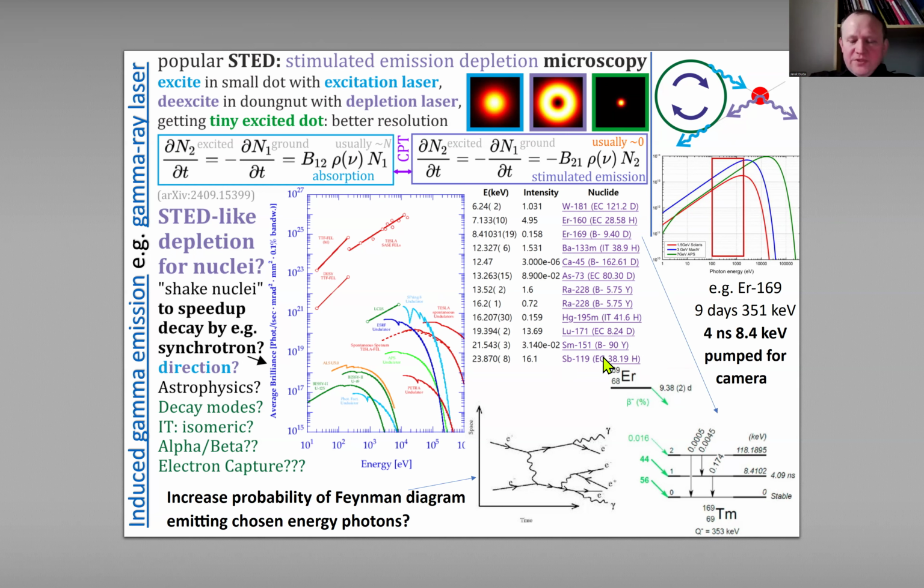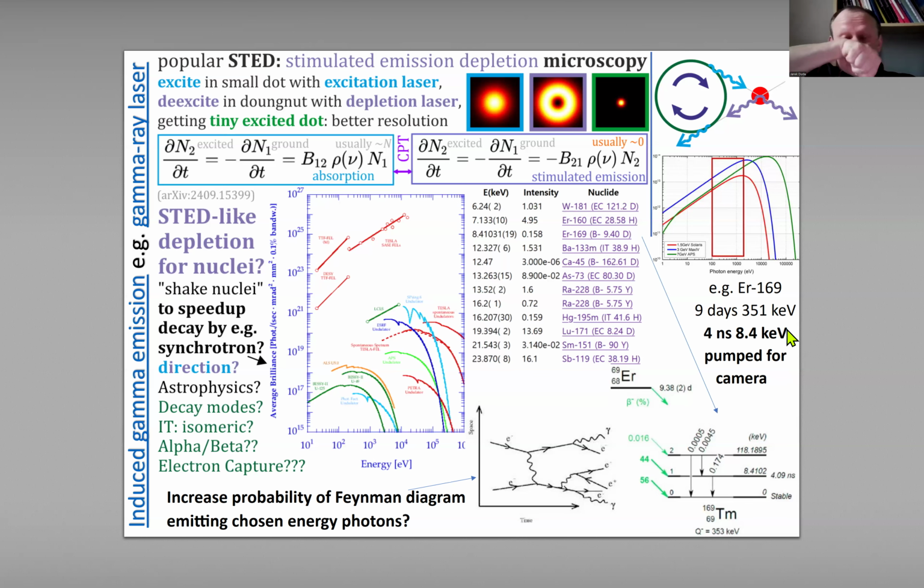So let's think about, for example, erbium-169. It decays in 9 days to here, and then in 4 nanoseconds to the ground state. So probably we could speed it up. It's also considered mainly for isomeric transitions, like induced gamma emission, for example, for a gamma ray laser, but that is very far from being practical. But maybe you could speed up just this transition. After 9 days, we would like to speed up the 4 nanosecond process.